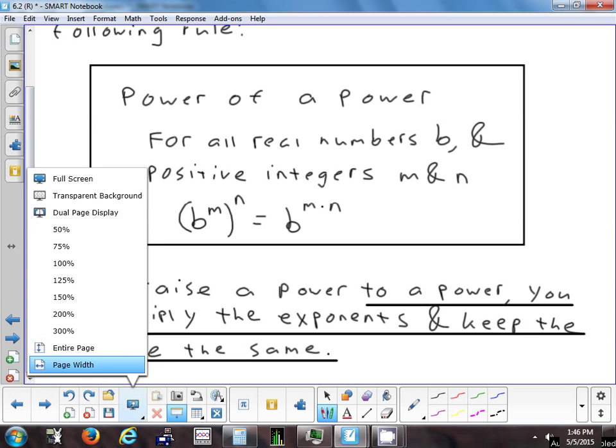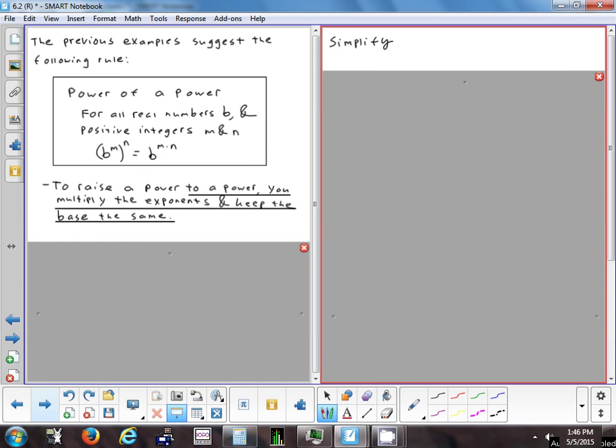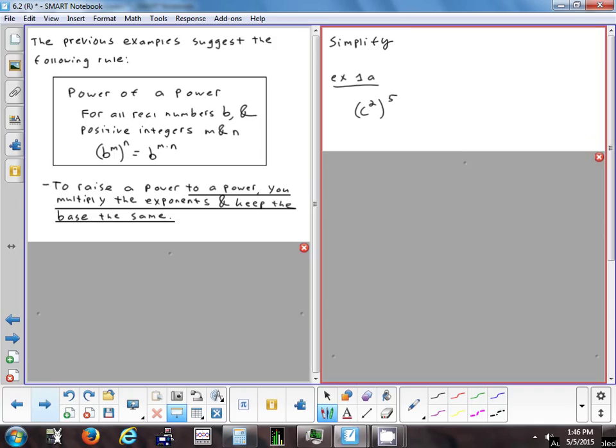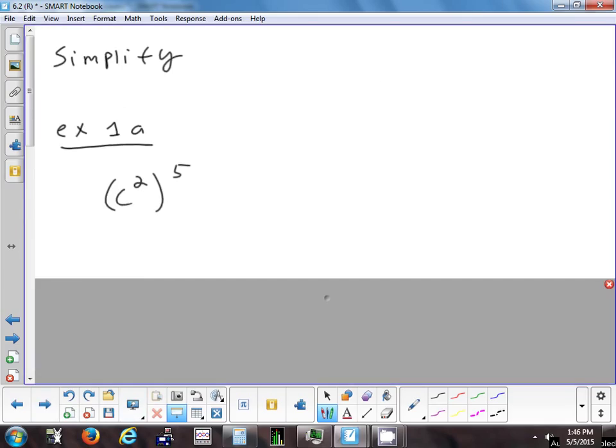Okay, so now in the first problem, the directions say simplify. When you see simplify, does that mean you're going to get a numerical answer, or are you just going to combine what you can? Combine what you can. What word would it say if it wanted a numerical answer? Evaluate. We know we can't evaluate. They didn't give us a number for C to plug in. Okay, what's C squared to the fifth?